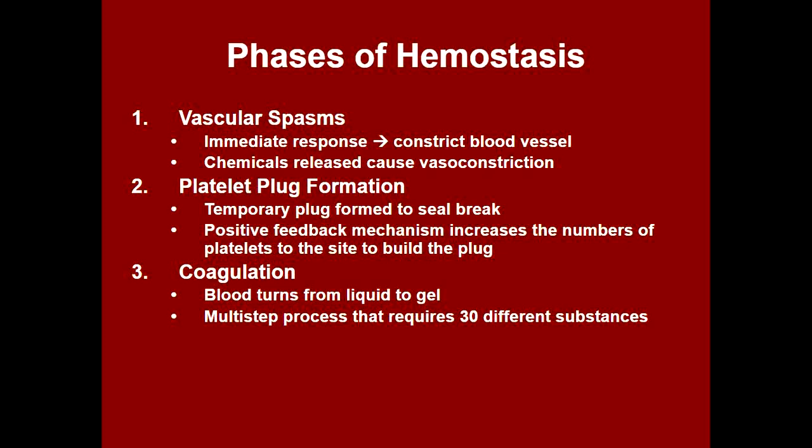Another thing that happens, and this is a very intense multi-step process that requires at least 30 different things coming in and out of it to make it happen, is that our blood actually thickens. It turns to almost like a gel in that area, and we call that coagulation. By our blood becoming thicker in that area, it slows down, obviously, how much blood can leak out. So it's just this step: vascular spasms to constrict the blood vessels, but then we're going to go through a positive feedback to create a platelet plug. And then finally, the blood turns thicker in that area through coagulation.